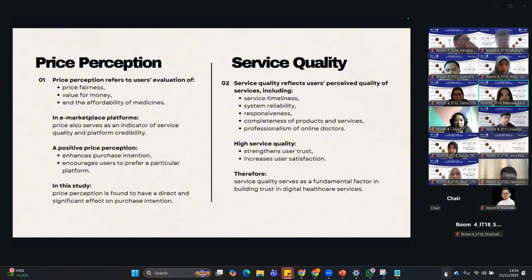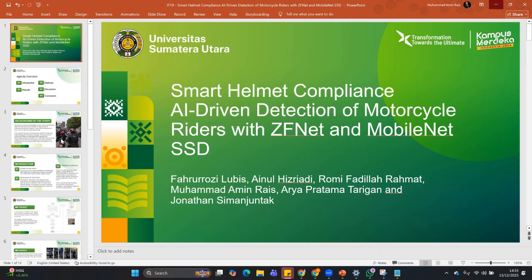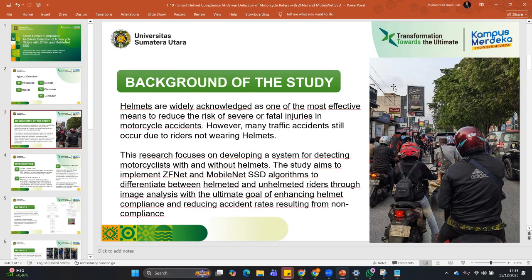As I explained before, there are 7 variables. So the first one is price perception. Price perception refers to user evaluation of price fairness, value for money, and the affordability of medicines. In e-marketplace platforms, price does not only represent cost, but also reflects service quality and platform credibility. Our finding confirmed that price perception has a direct and significant effect on purchase intention.